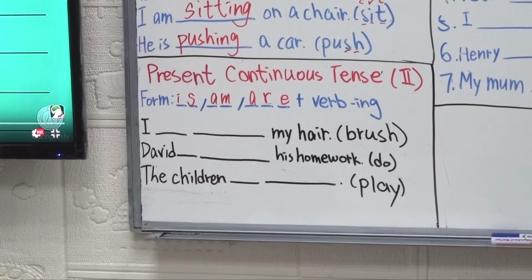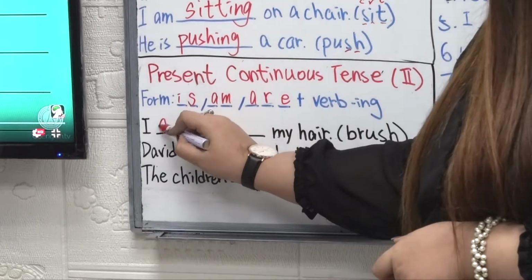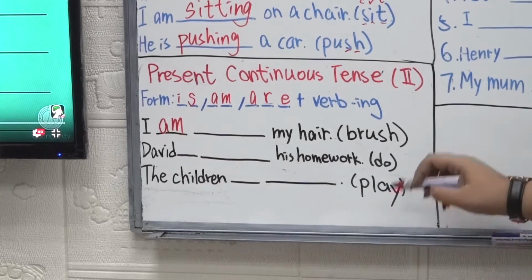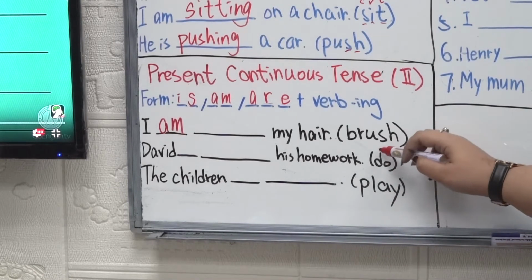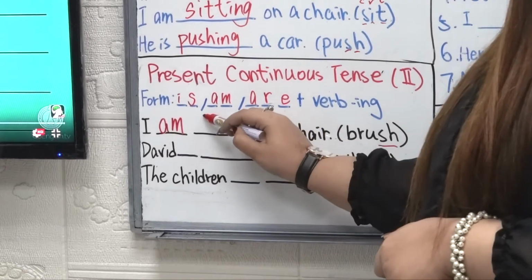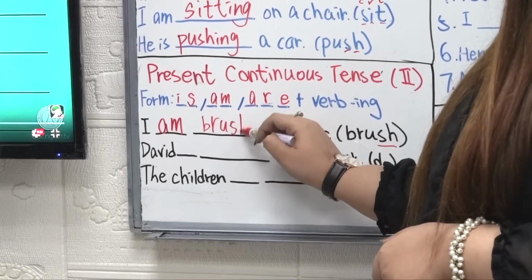Is, am, or are? I are? I is, or I am? Yes, I am. How do we change the verb? We add ing. Yes, I am brushing my hair. Brush becomes brushing.